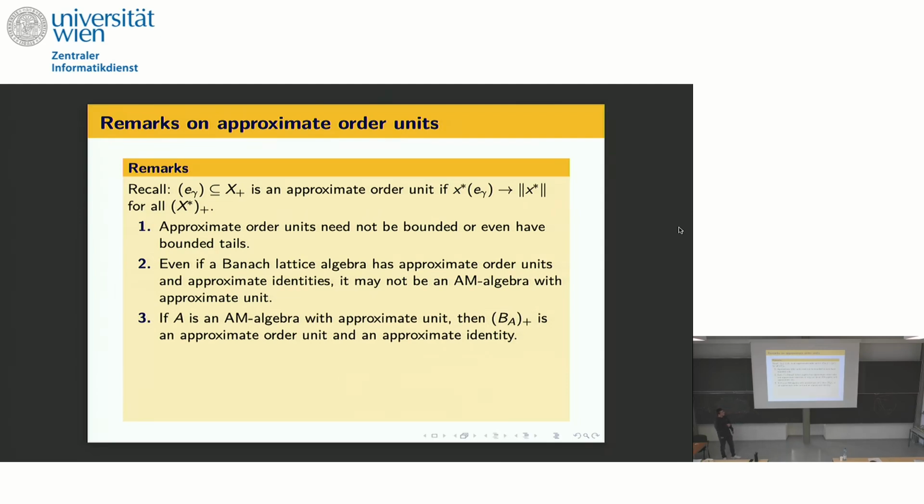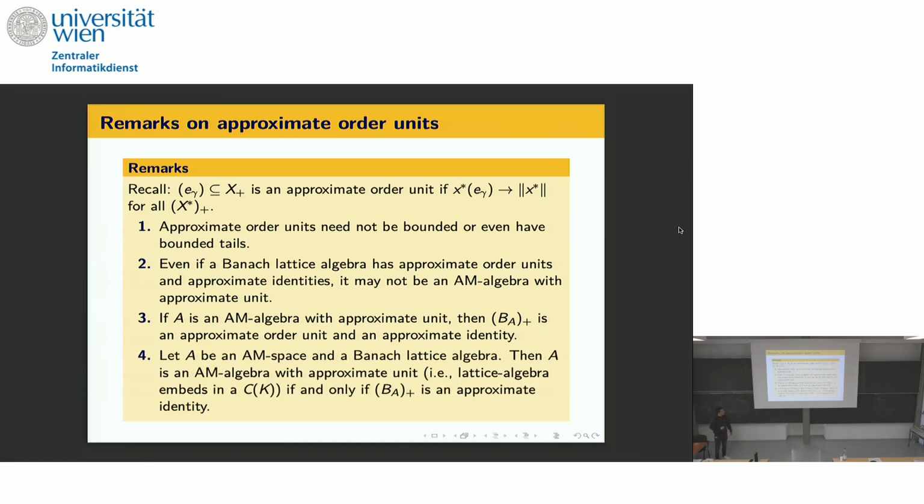If A is an IM algebra with approximate unit, then actually the positive unit ball is an approximate order unit, an approximate identity. This we know a posteriori because now I am inside of a C of K. But just from this definition, why should the unit ball become an approximate identity? Let's say that this is an approximate identity. Why should this be an approximate identity also? It is not clear to me, at least. And okay, this is just some reformulation of what was already said.